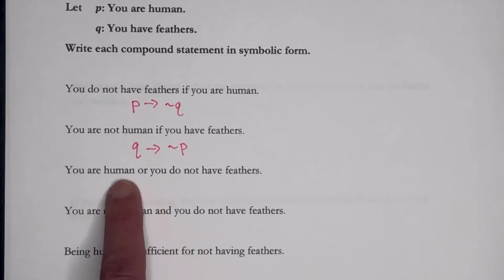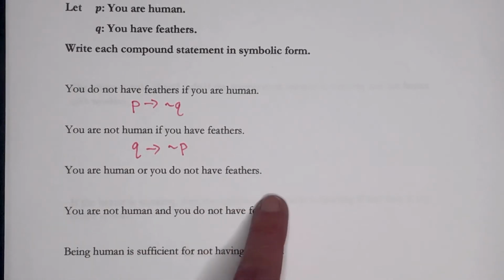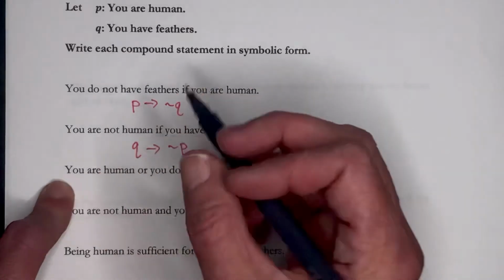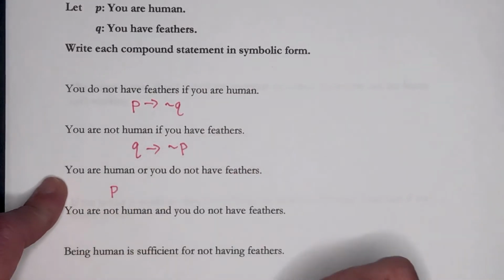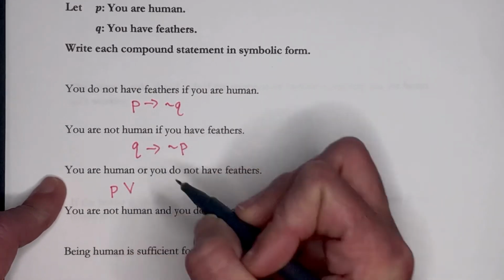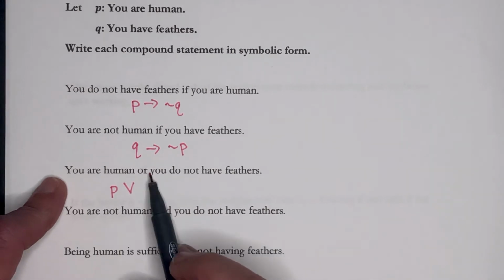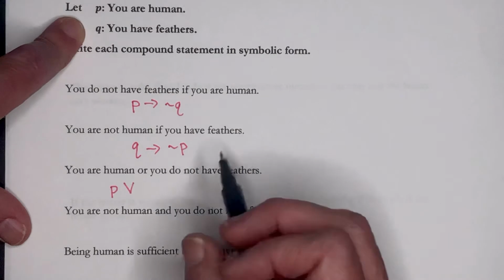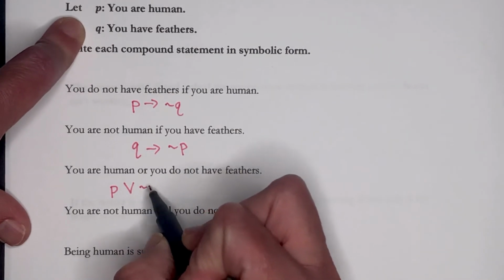You are human or you do not have feathers. You are human is P, or is the V. You do not have feathers. Q is you have feathers, and we need the negative. So P or not Q.